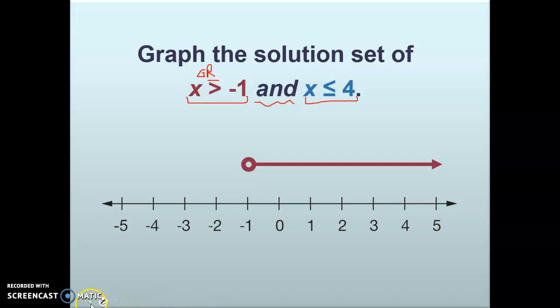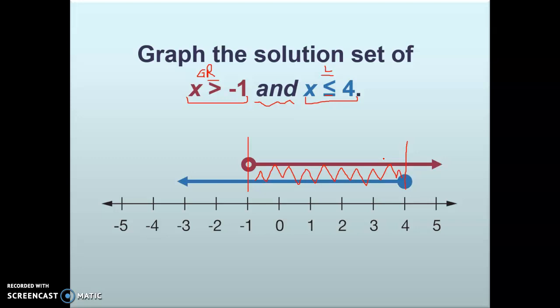X is less than or equal to 4 looks like this. A solid circle at 4 because we've got this equal to part. And then less than goes to the left. So our arrow goes to the left. And when we look at those two, if we could move these one on top of the other, you can see that these two lines do overlap. They overlap here through here. All of these values are in both of those inequalities.